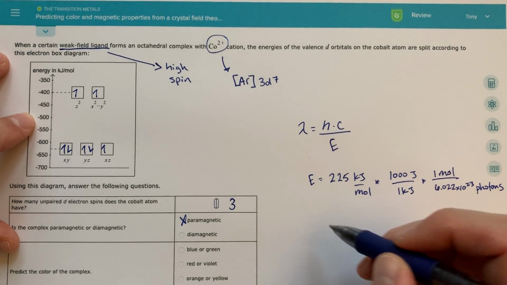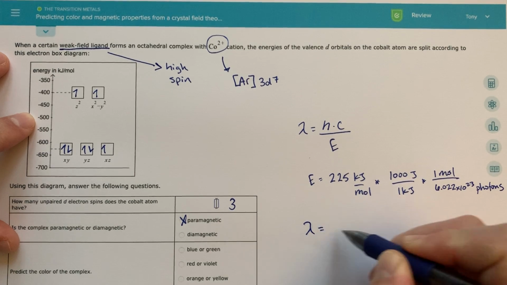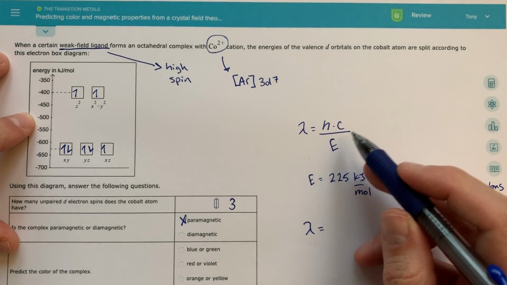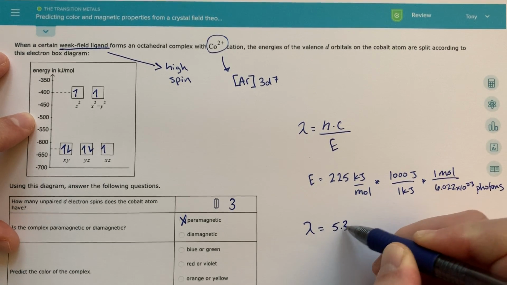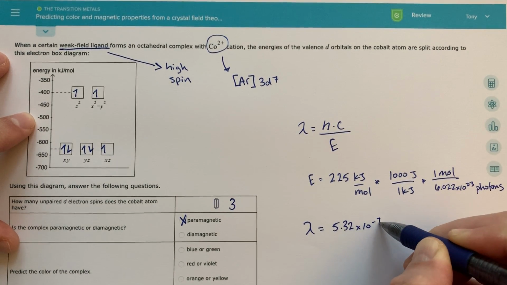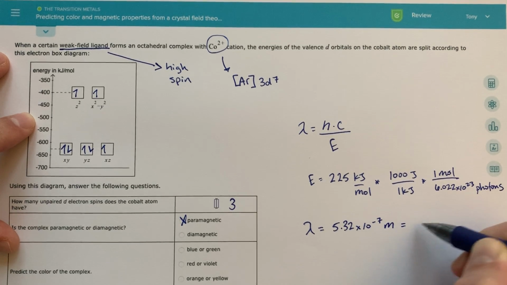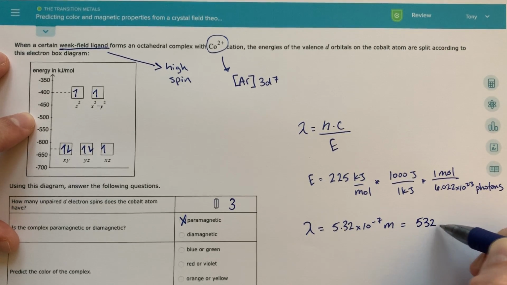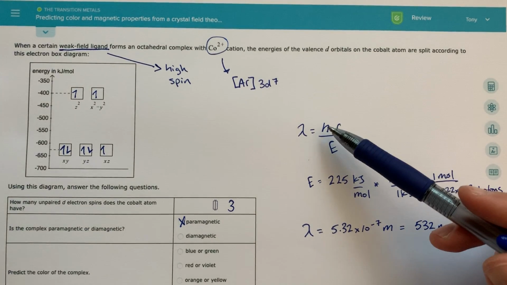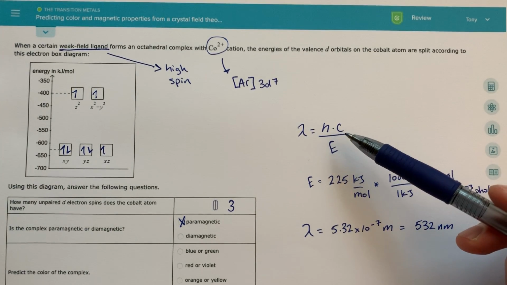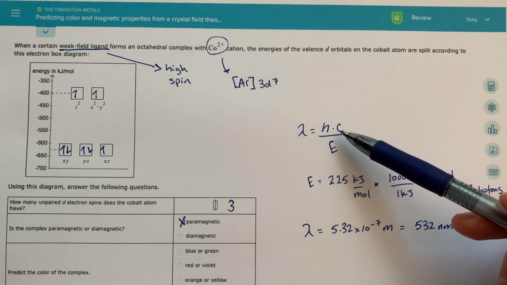Basically, I'm going to skip those steps for now because this video is getting a little bit long. Just calculate all this, and you should end up with 5.32 times 10 to the minus 7th meters, which is equal to 532 nanometers. So again, I skipped some steps there, but we're just plugging in Planck's constant like we did in the earlier part of this video. Same with the speed of light.